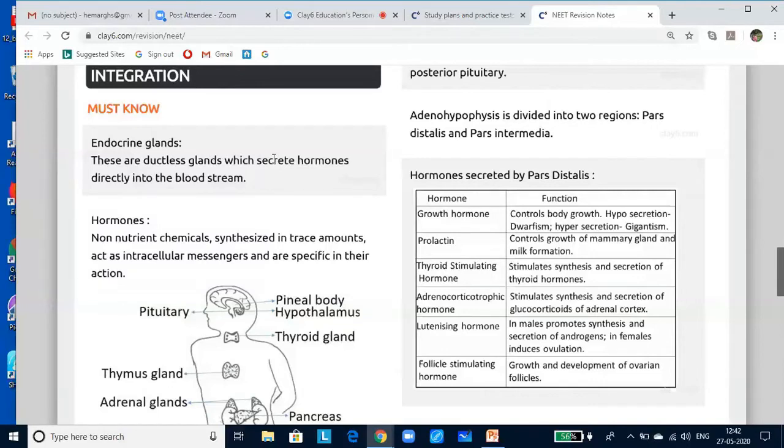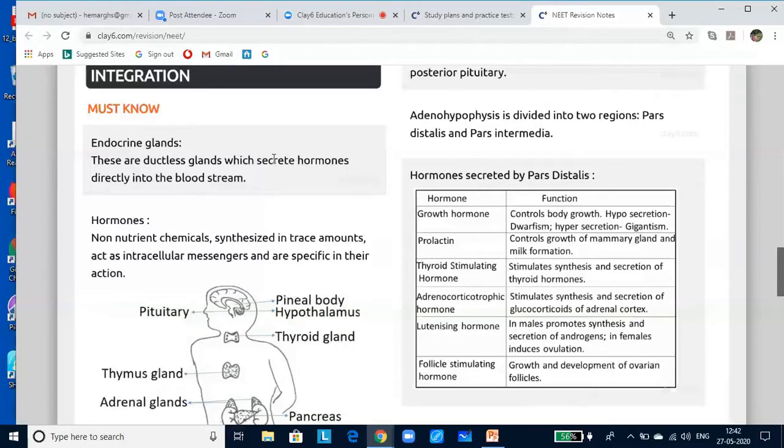Examples: sweat and oil glands of the skin, salivary gland, liver, etc. Endocrine glands do not have ducts to carry their secretions to the target organs. These glands secrete their secretion into the blood for their transportation to the site of action. Example: thyroid, pituitary, pancreas, hypothalamus, and so on.